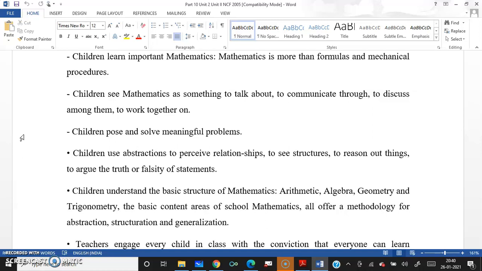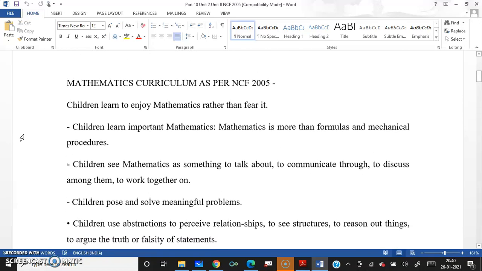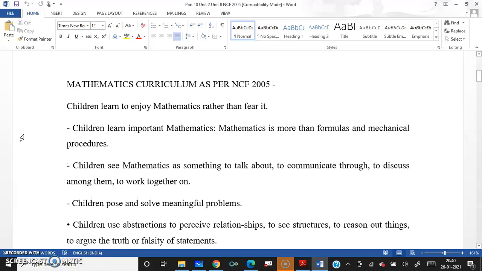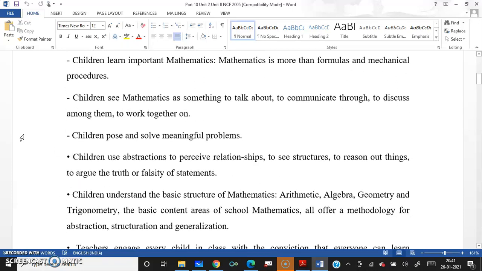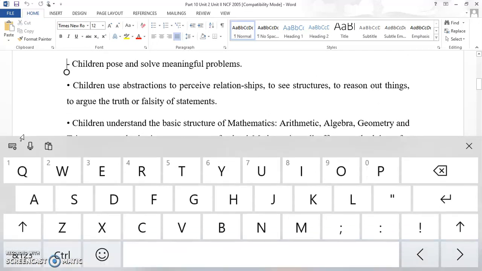Children understand the basic structure of mathematics. What are the basic structures? They are arithmetic, algebra, geometry, and trigonometry. The basic concept areas of school mathematics all offer a methodology for abstraction, structuration, and generalization. So these are the things students should learn, according to the NCF curriculum. This is what the NCF curriculum says. And then next is the teacher's engagement.